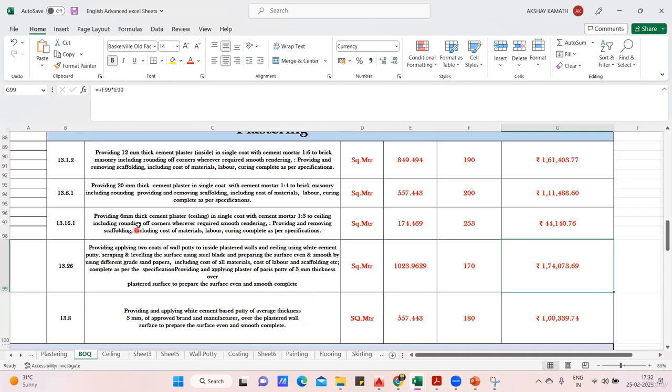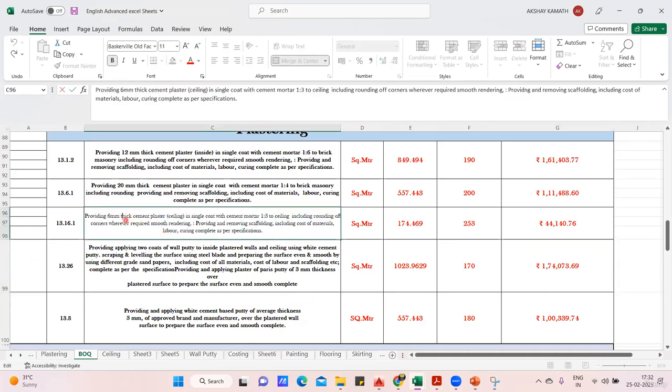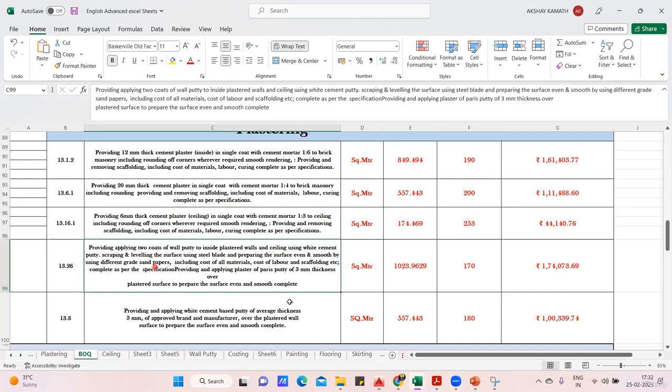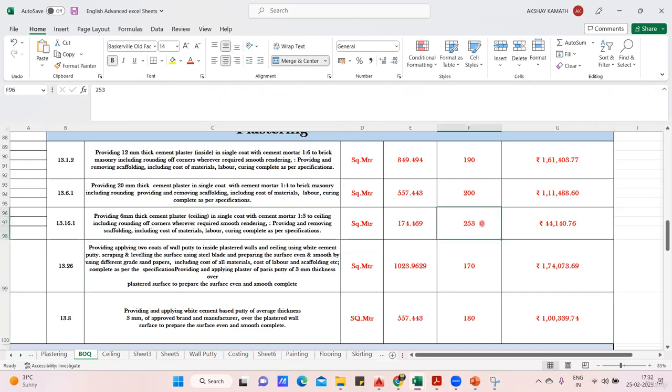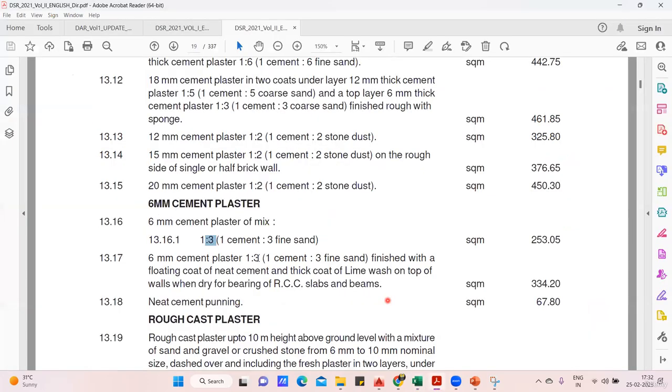Now for time being, I've written 6 mm. If you want 12 mm, then write 12 mm here. But if you write 12 mm, wait, first let me finish one thing. Yeah, 6 mm, and let us say I'm going to charge 190 rupees. Okay, so this is my total rate. Finish. Now, for example, let us say instead of 6 mm, you want to do 12 mm. Then you go to your DSR. So check here for 12 mm.